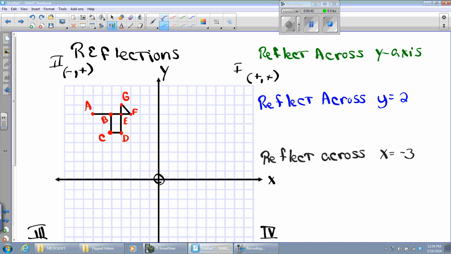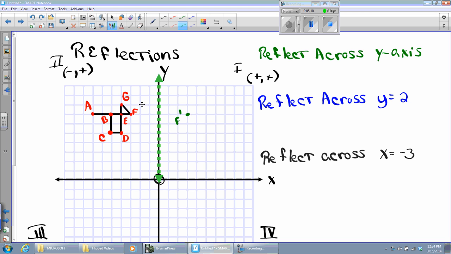That means the y-axis is the mirror. Make sure you watch this here. Here's my mirror. I draw it in as this broken green line. All I have to do, Allie, are you listening? All I have to do is count to the mirror. How far is F to the mirror? It's 1, 2, 3 on the left. The mirror image is going to be 1, 2, 3 on the right. That's all you have to do.